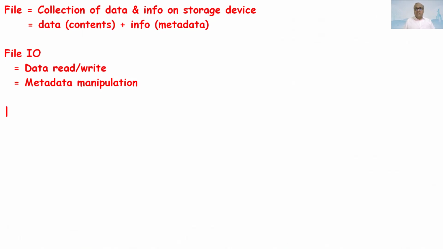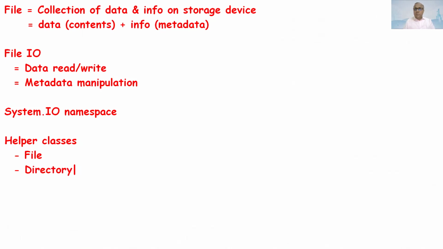The majority of classes we are going to see for File IO are part of the System.IO namespace. For doing File IO, there are helper classes. That is the easiest way of doing File IO in .NET. And two helper classes are there. First one is File and second one is Directory. Now, both these helper classes have plenty of static methods, and these static methods are used for doing many different tasks. Let us take a look at a few important methods from these helper classes.